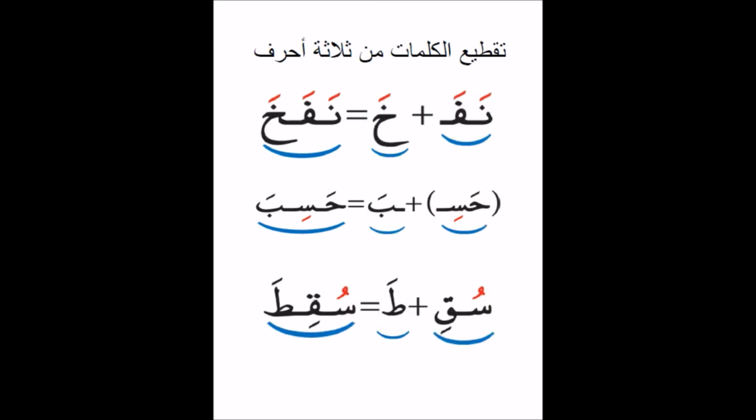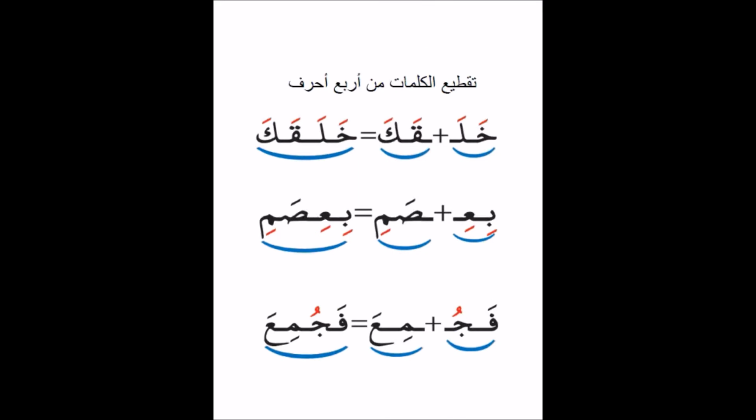Now for 4-letter words, the simple technique is just splitting the word in half, pairs of 2. So we have khala, qaka, khala qaka. And same thing here. We have the first 2 letters, bi'i, then sami, bi'i sami, and so forth, inshallah. It's important to not split it letter by letter. An incorrect way would be kha, la, khala, qa, ka.